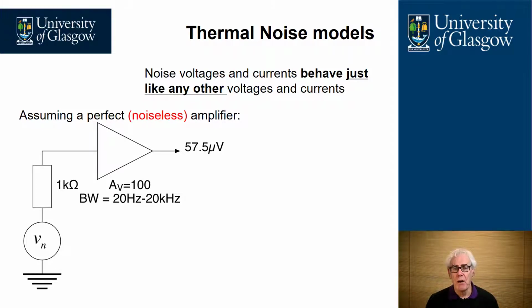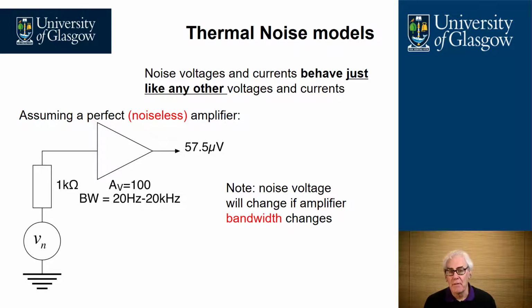So let's take a perfectly noiseless amplifier. We will have a gain of 100 times for this amplifier, and we'll constrain it to have a bandwidth of 20 kHz. If we connect our 1 k ohm resistor to the input and have a noise voltage source, which is 575 nanovolts, then at the output we would measure 57.5 microvolts RMS at the output of the amplifier.